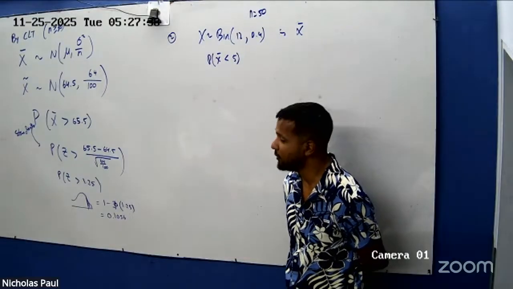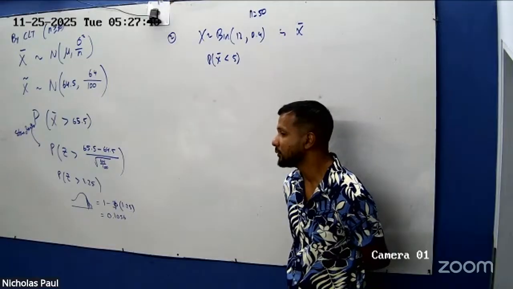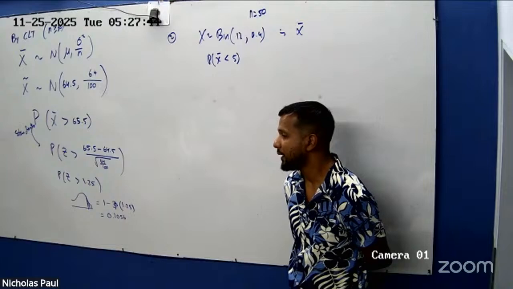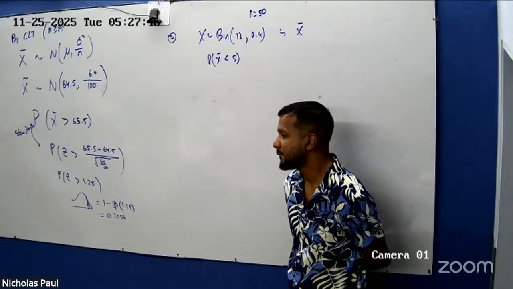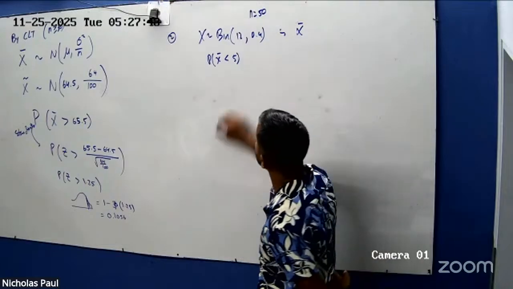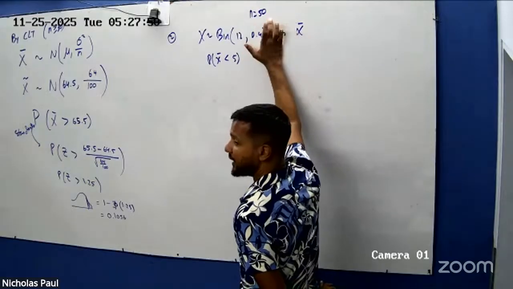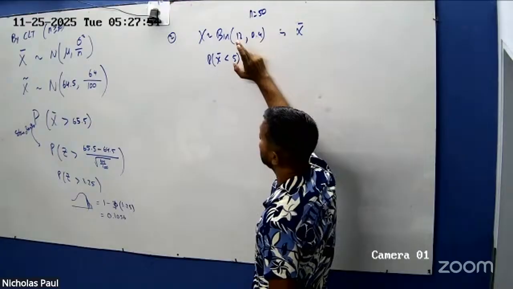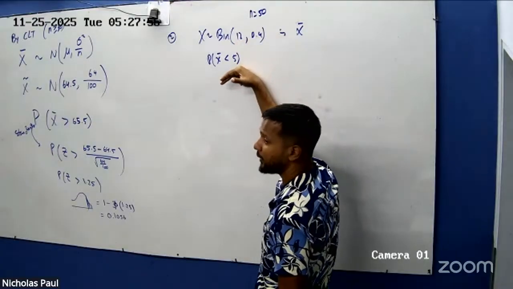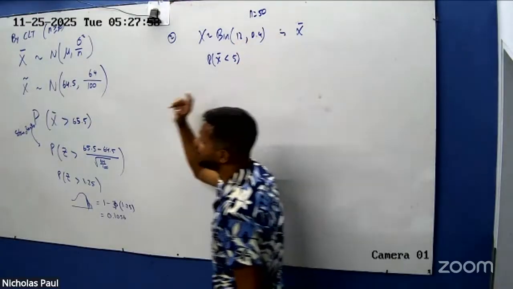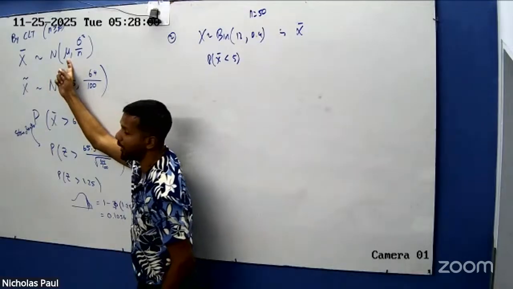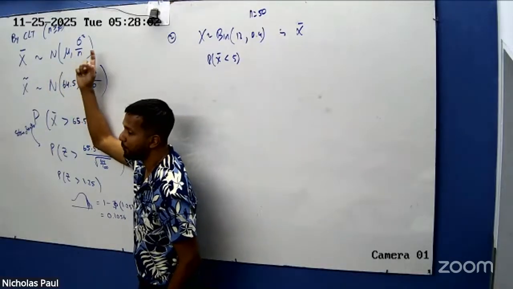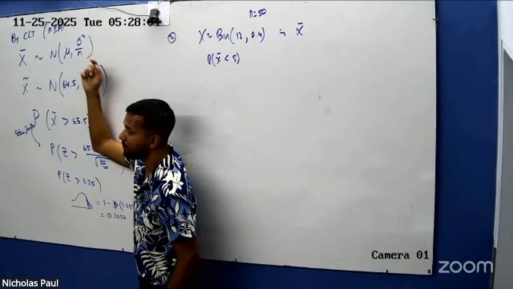Would you be using CLT here? And n is what? N is 50. So because n is 50, it's bigger than 30. So that means we could use CLT, right? But to use CLT, we need a mean and a variance.